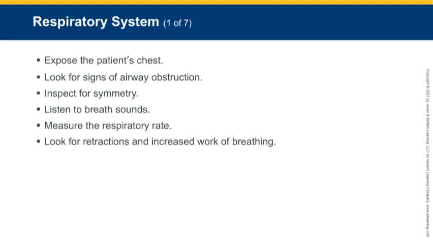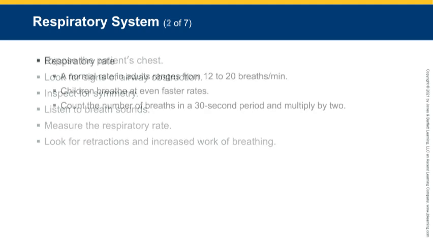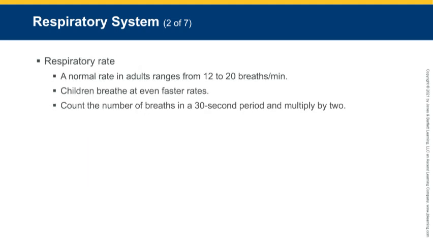When assessing the respiratory system, expose the patient's chest to look for any visible signs of airway obstruction or respiratory distress. Observe for symmetry in chest rise and fall, listen for abnormal breath sounds, and measure the patient's respiratory rate. Normal respiratory rates in adults range from 12 to 20 breaths per minute, while children breathe at a faster rate. Count the number of breaths over 30 seconds and multiply by 2. If the rate is too slow or too fast, the patient may need oxygen or ventilatory support.